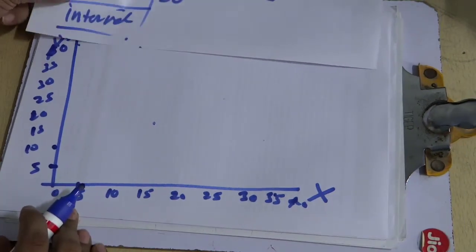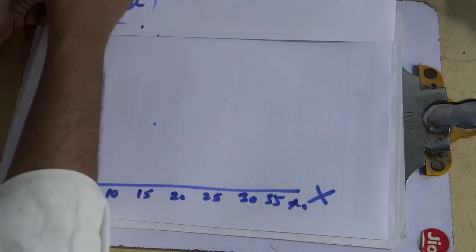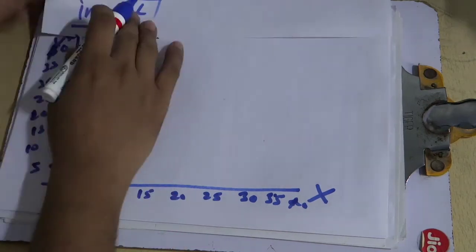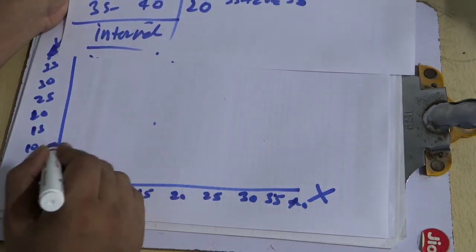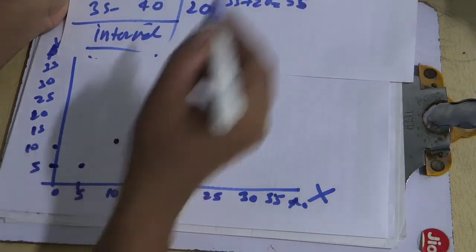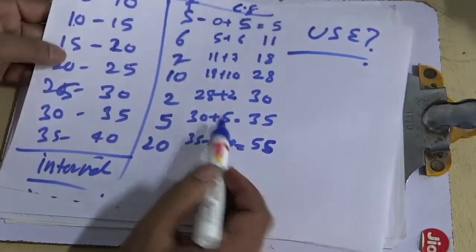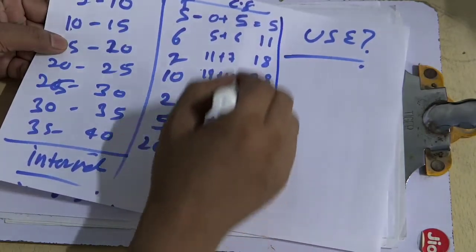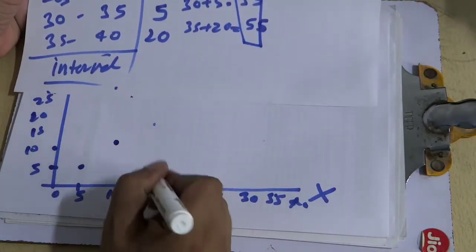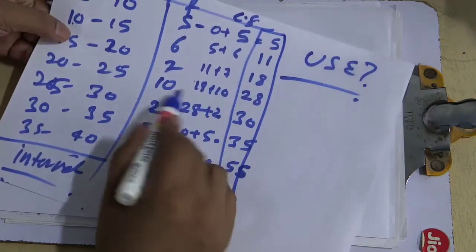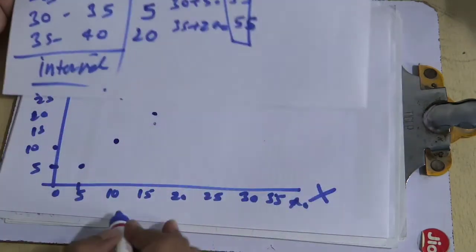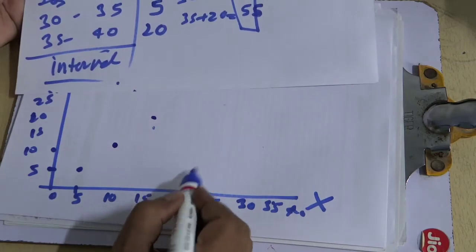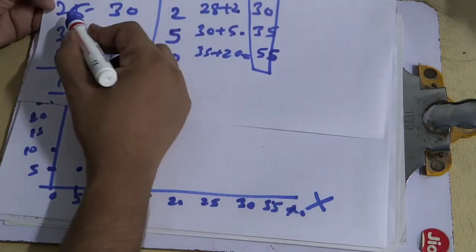Now how we can draw the data: it's 10 to 5, it's a 5, so just point out here to 5. 10 to 15 it's 11, 11 is just above 10. 15 to 20 this is 18, this is CF. Now this is 18, it will be somewhere here. 20 to 25, it's 28. Yes, sorry, this is 18.